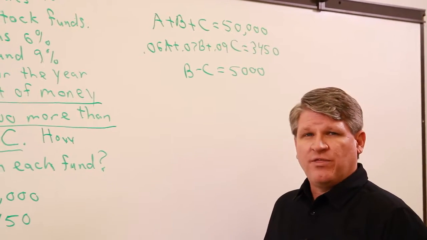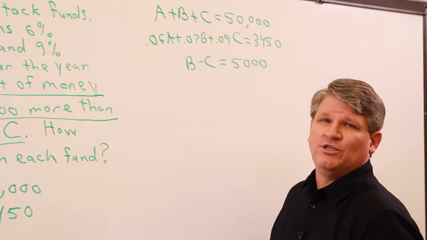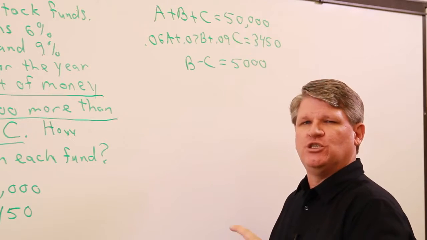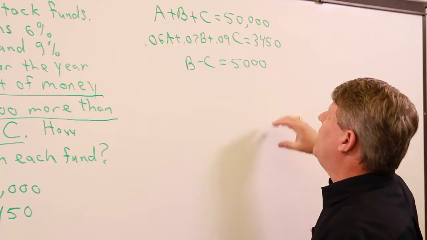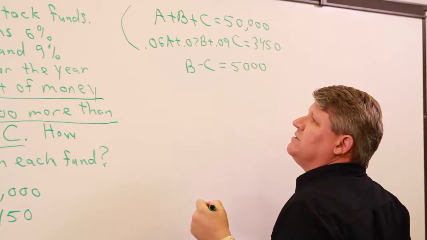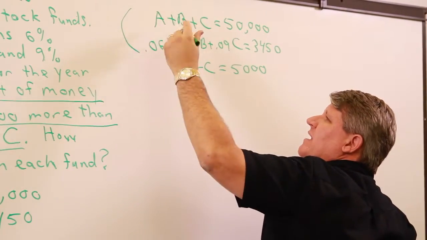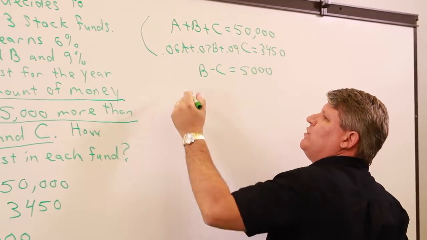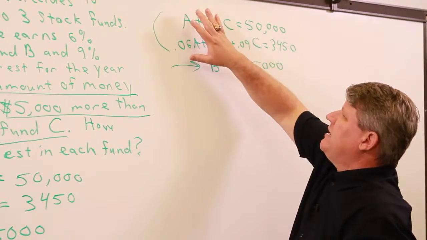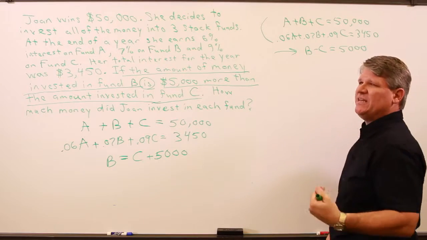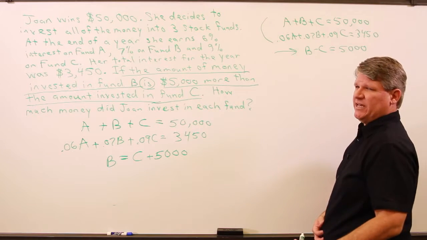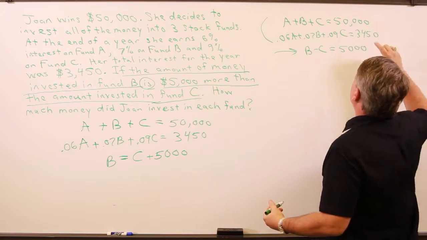To solve a 3 by 3 system of equations, what we really want to do is create a system of 2 equations in 2 variables. So what I need to do is combine my first two equations. And notice that if I can make the A's cancel out in my first two equations, I've already got one equation that has B and C. So if I cancel the A's in my first two equations, I will have a second equation in terms of only B and C, and that will give me a system of equations that I can solve, a 2x2 system.